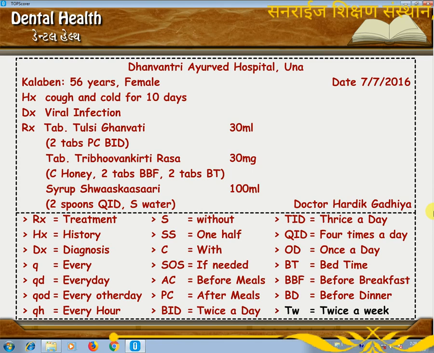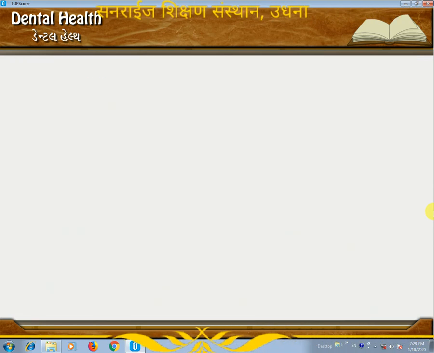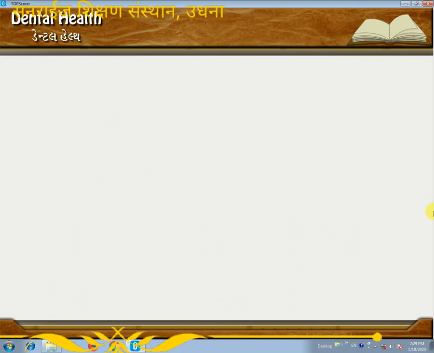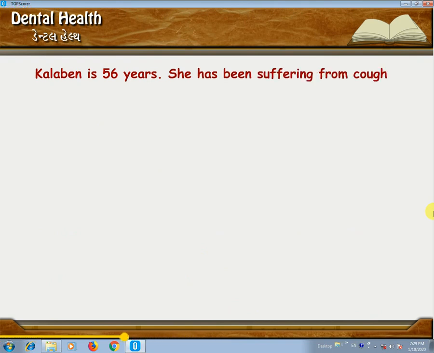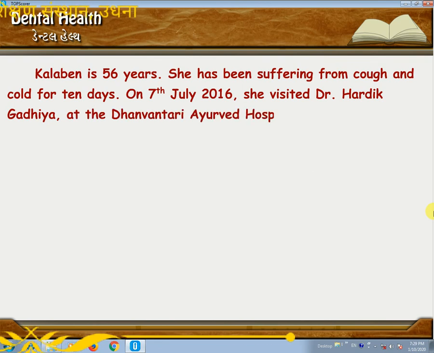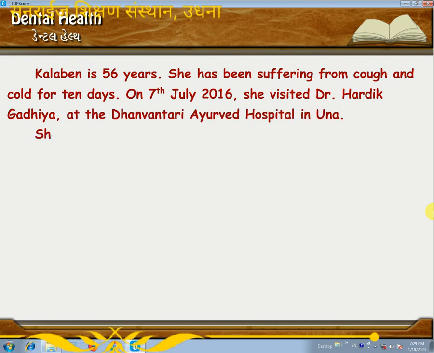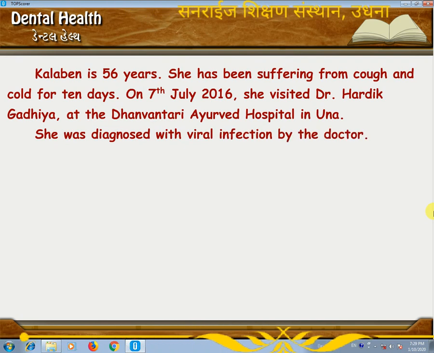Now let us write it as a paragraph. Kalaben is 56 years. She has been suffering from cough and cold for 10 days. On 7th July 2016, she visited Dr. Hardik Gadhia at the Dhanvantri Ayurved Hospital in Una. She was diagnosed with viral infection by the doctor. The doctor prescribed her 3 medicines.